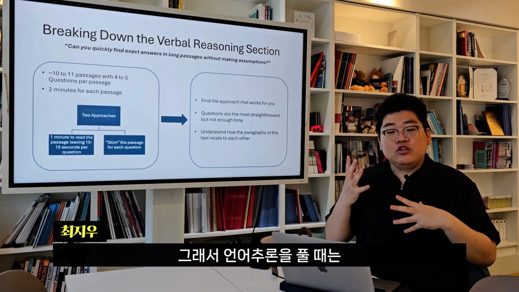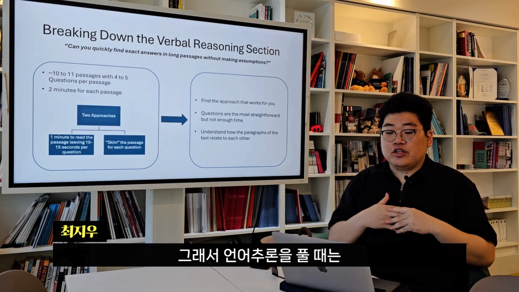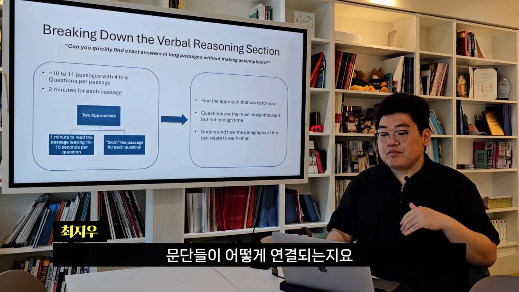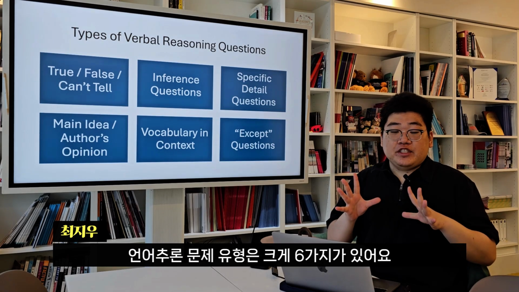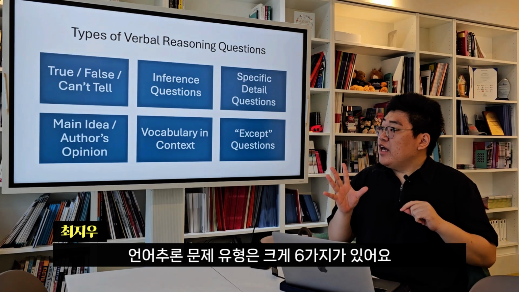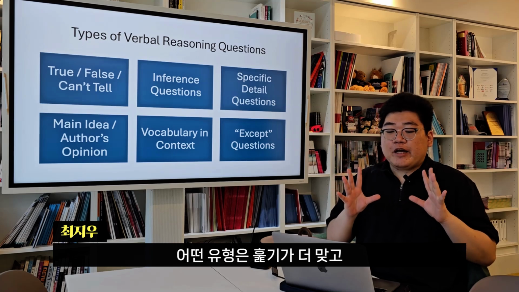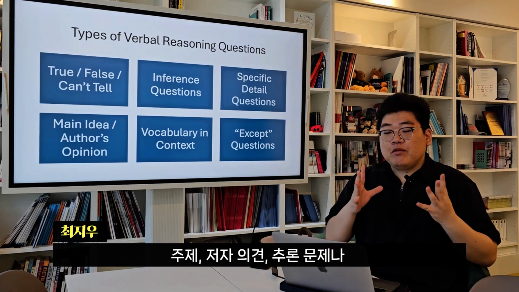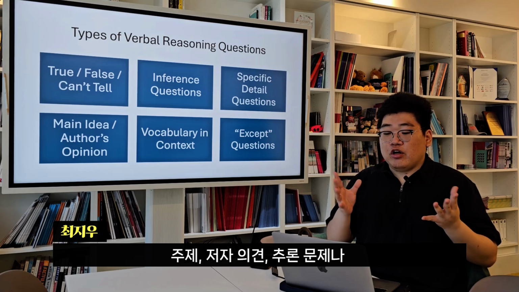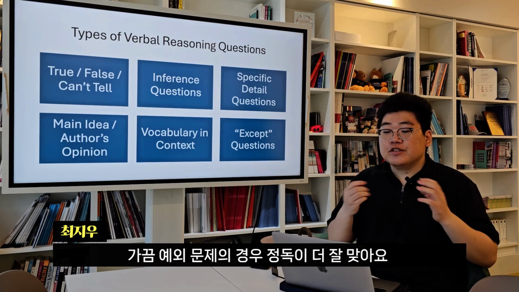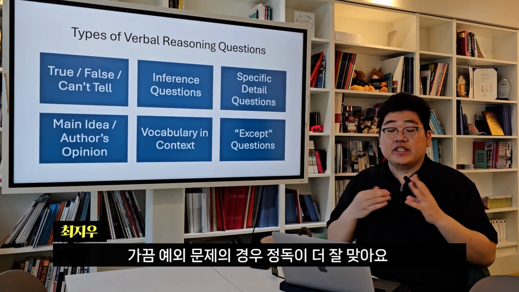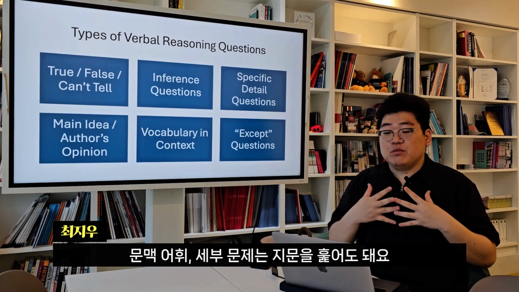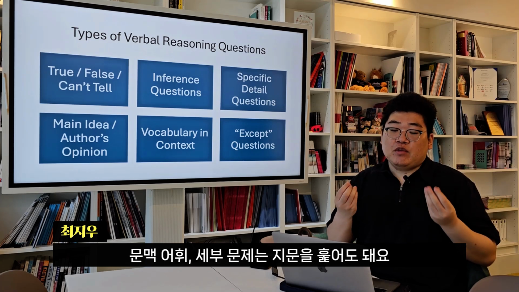And so when approaching the verbal reasoning section, it might help to understand how the paragraphs of each section relate to each other. So these are the types of verbal reasoning questions. We have 6 main types, and some types work better for skimming, while some types work better for reading the passage. So some of the question types that work better for reading the passage are main idea or author's opinions, inference questions, and sometimes except questions. While for true, false, can't tell, vocabulary and context, and specific detail questions, we can tend to skim the passage.